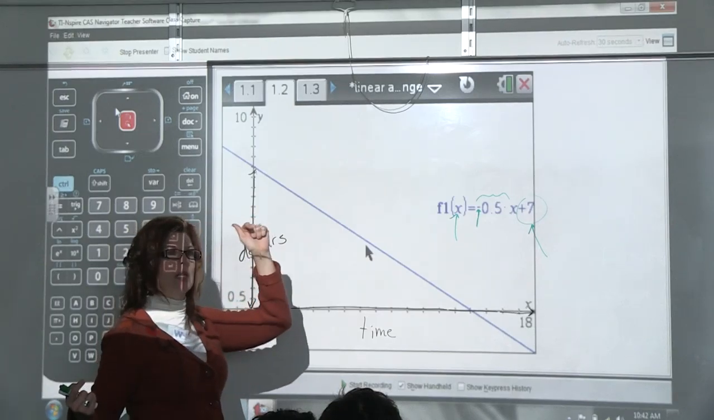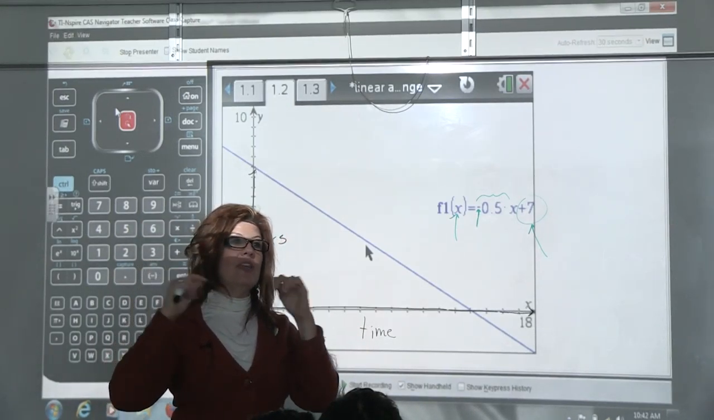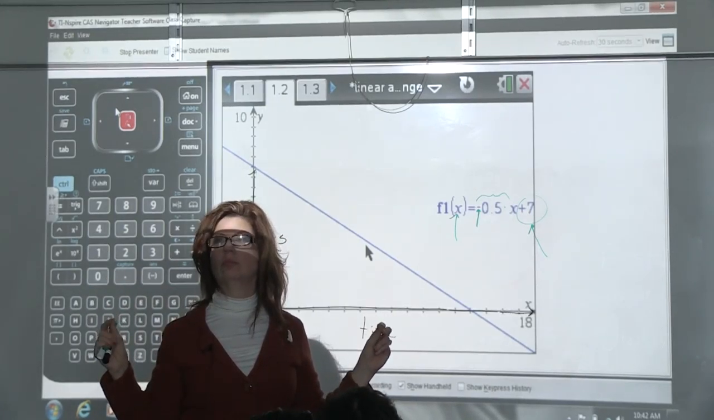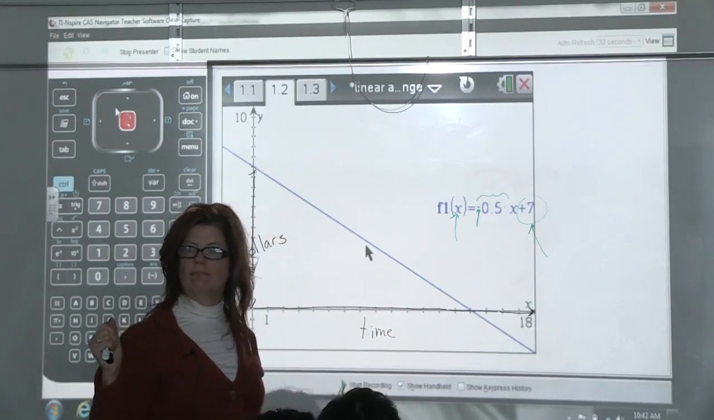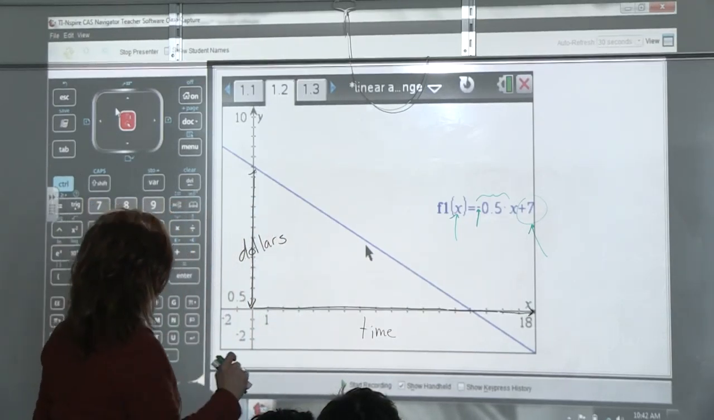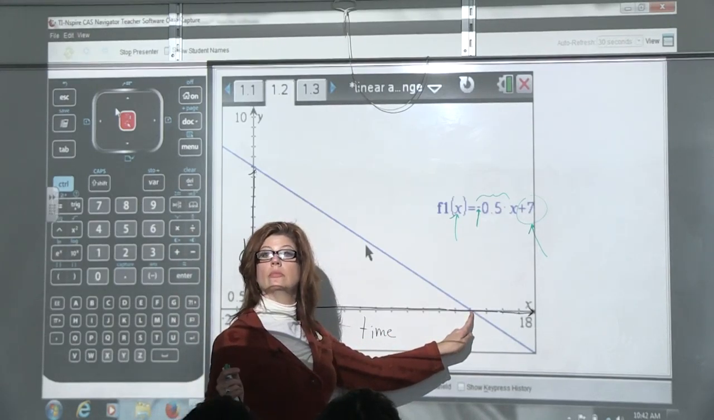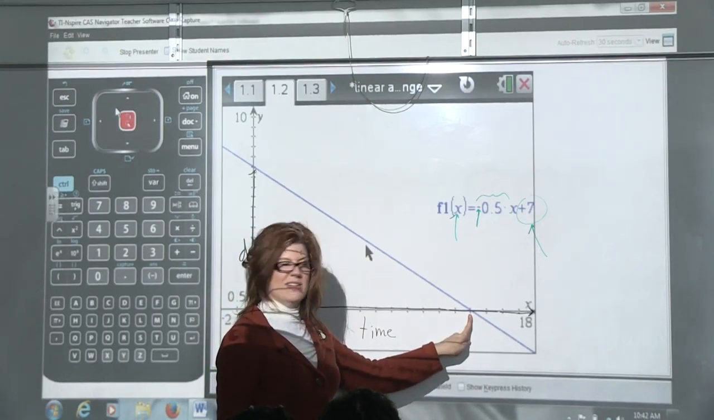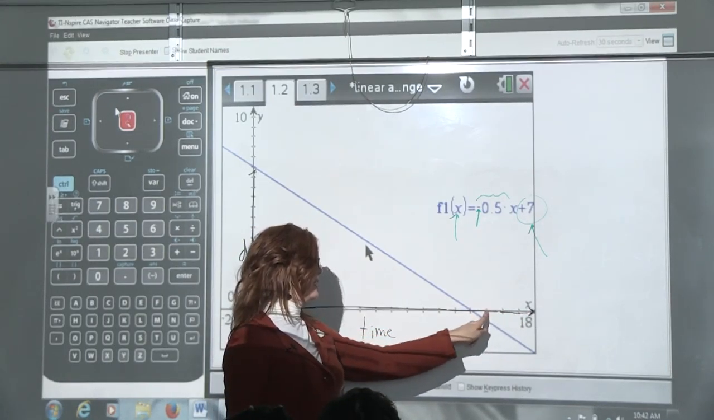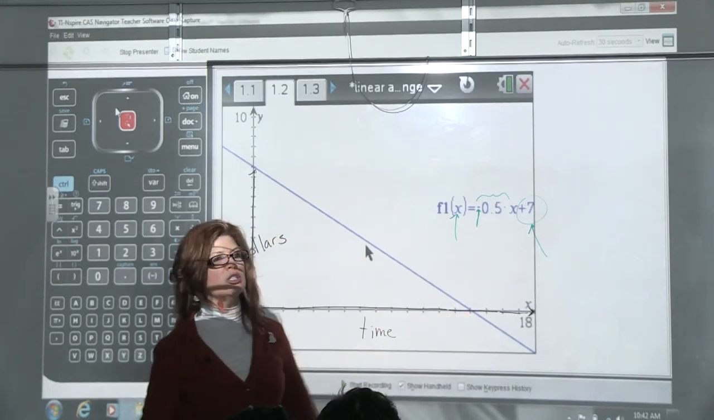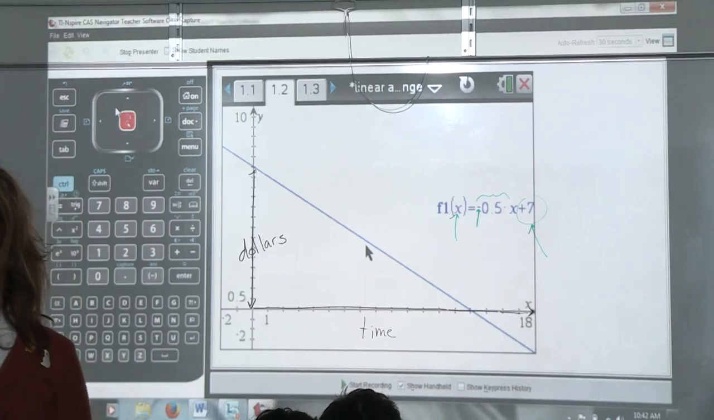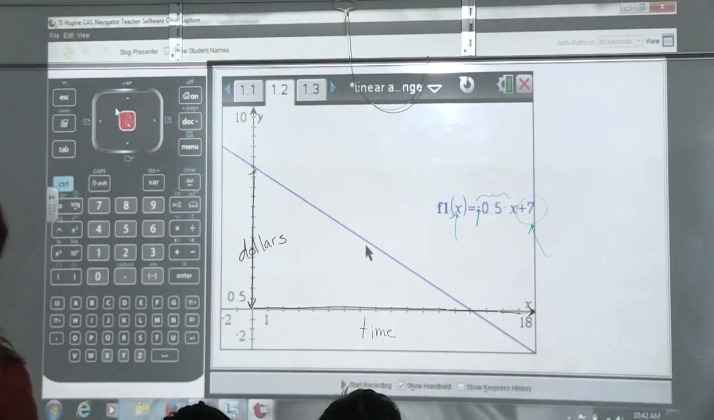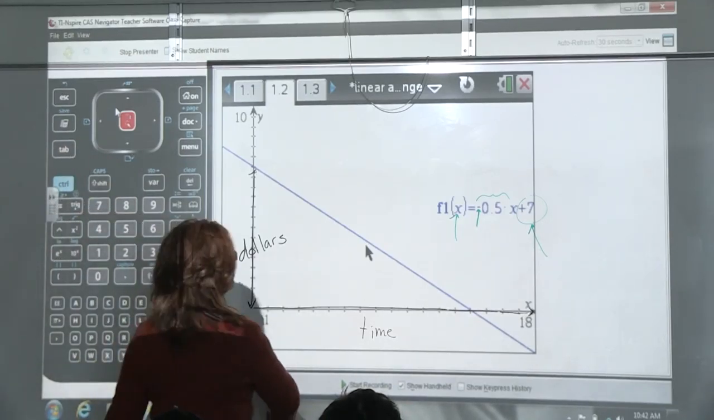When will his stock be valueless? When will it be worth nothing? Zero. Okay, so Justin and Calvin are pointing here. 15, it's like 16. 15, 14. Because 18's at the end? 18, yeah. 17, 16, 15, 14. Okay, so just reading the graph, we can see his stock is going to be worth nothing in only 14 weeks.